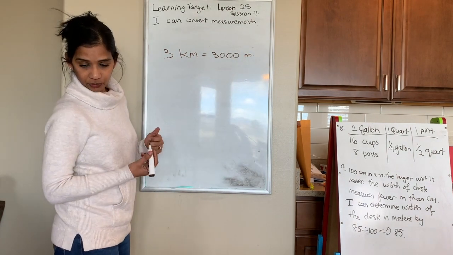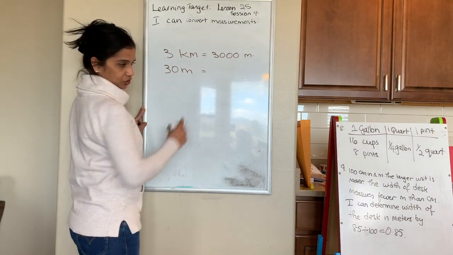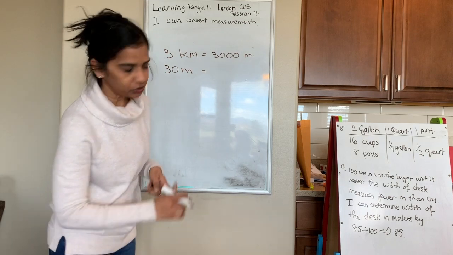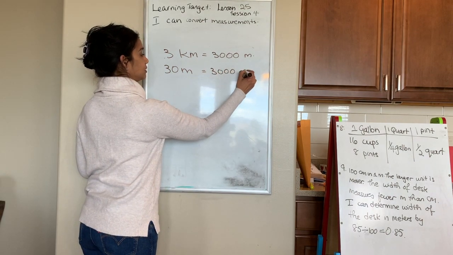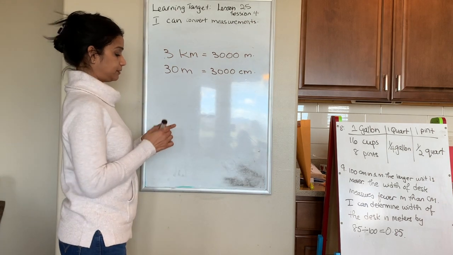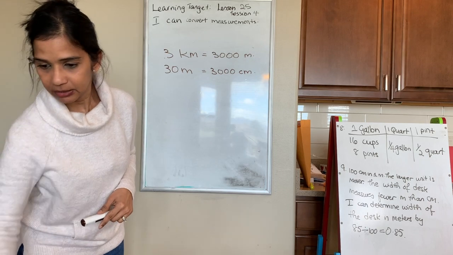What other one looks good? So, secondly, we have 30 meters. And what do you think that is equivalent to? Yep, 3,000 centimeters. And let's do number 6.